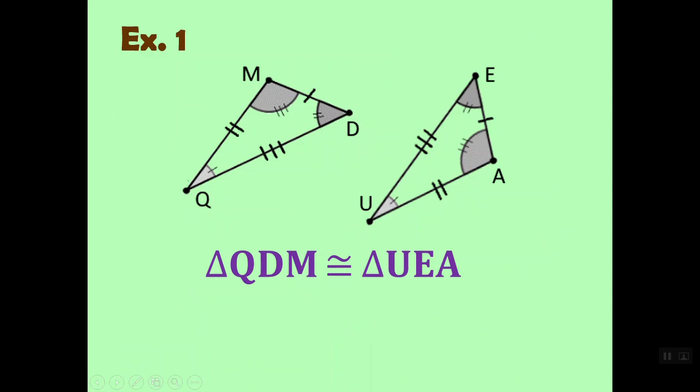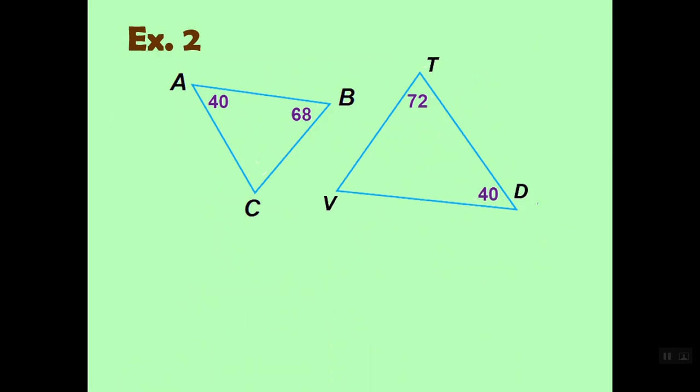Now, I could have written that in a different order. If we had written DQM, then we would have written EUA. Either of those answers and a few other rearrangements are correct as long as the vertices match up in the same spot.